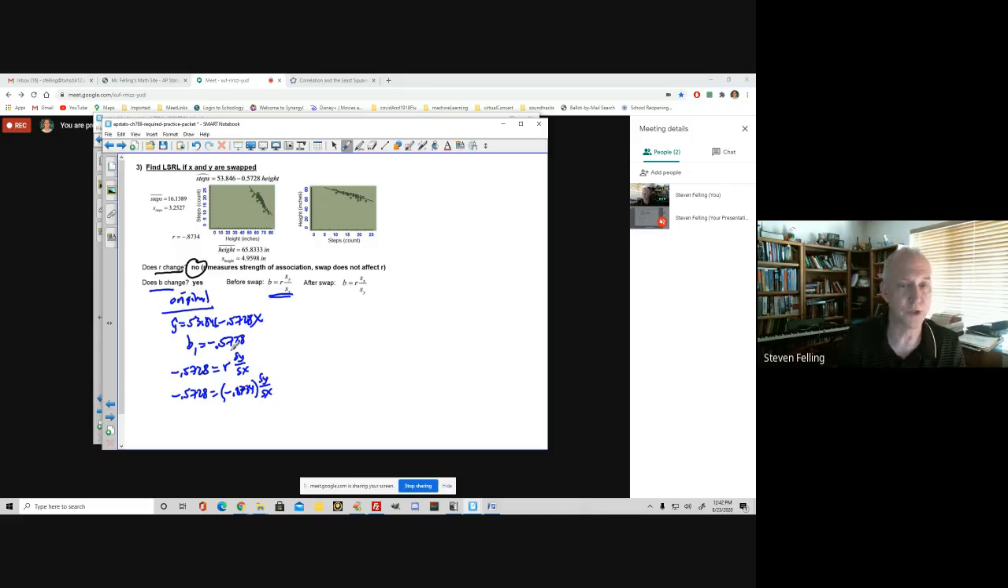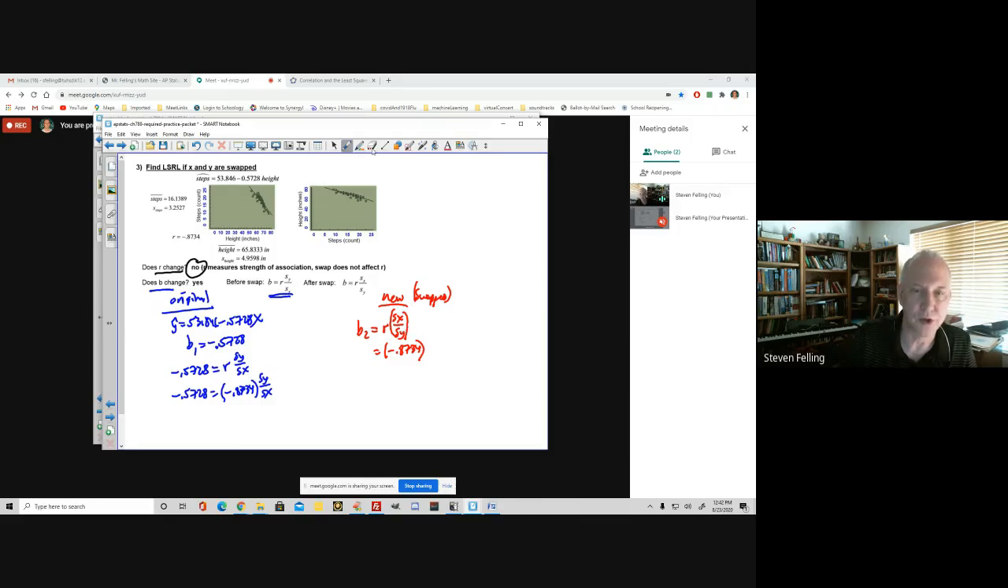But what I'm going to switch to is now the other equation. In the other equation, the new equation with it swapped, I'm going to have an equation there, right? And I know that the slope over here, which I'm going to call b2, is r sx over sy, okay? And I know that the correlation coefficient is still negative 0.8734. That didn't change. But I need some number to plug in for sx over sy.